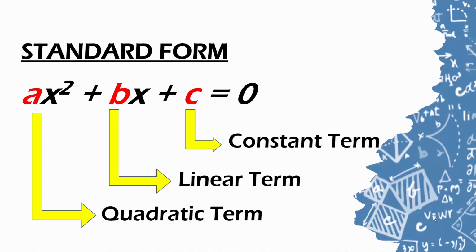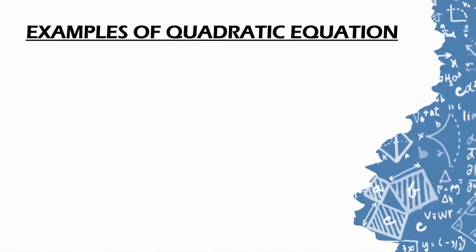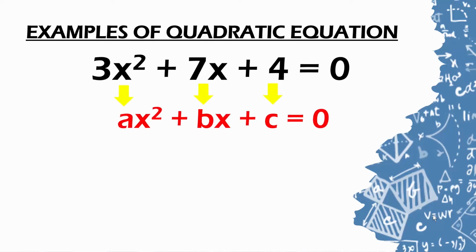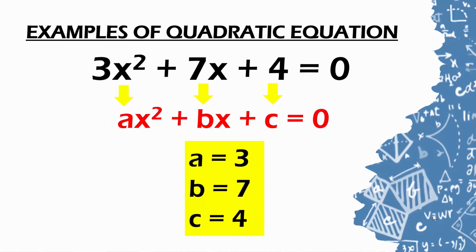Let us look at some examples of a quadratic equation. We have 3x squared plus 7x plus 4 equals 0, where 3x squared is our quadratic term, 7x is our linear term, and 4 is our constant term. Therefore, a equals 3, b equals 7, and c equals 4. This equation is also written in standard form. However, it is an incomplete quadratic equation since there is no constant term.